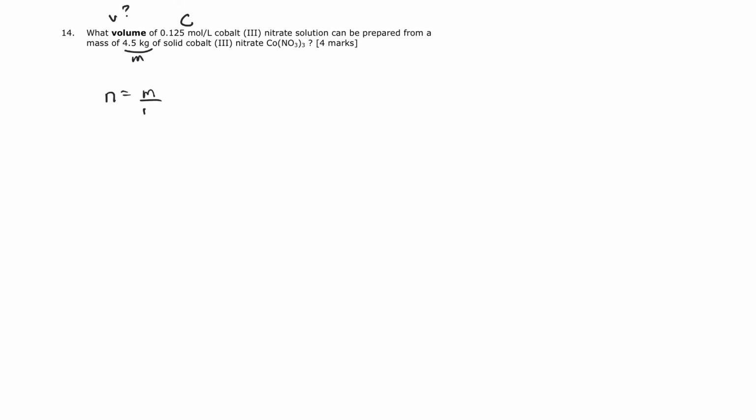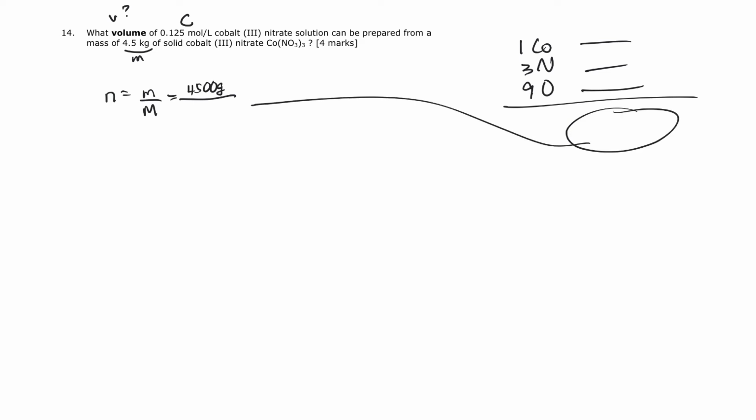So mass over molar mass. Mass is 4,500 grams divided by the molar mass. I'm going to have to go over here and do 1 cobalt, looks like 3 nitrogens and 9 oxygens. Add those all up. That number will come here for my molar mass. And then I'll use my C equals N over V.